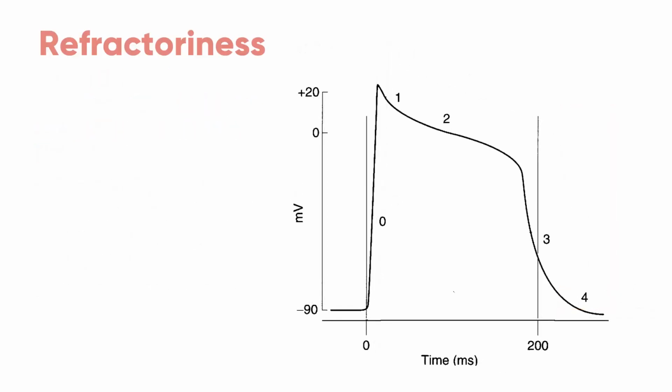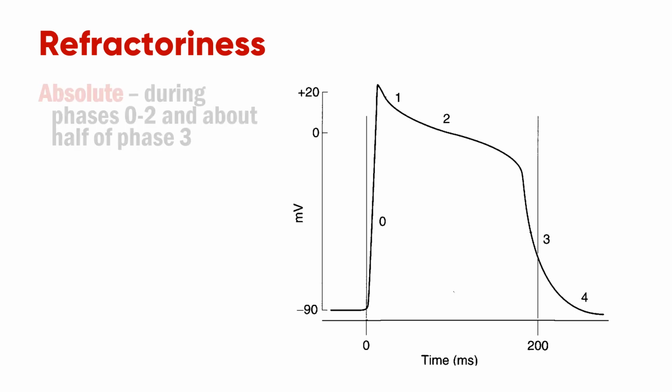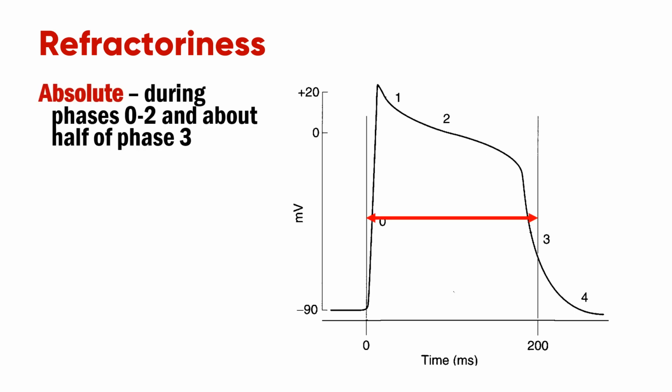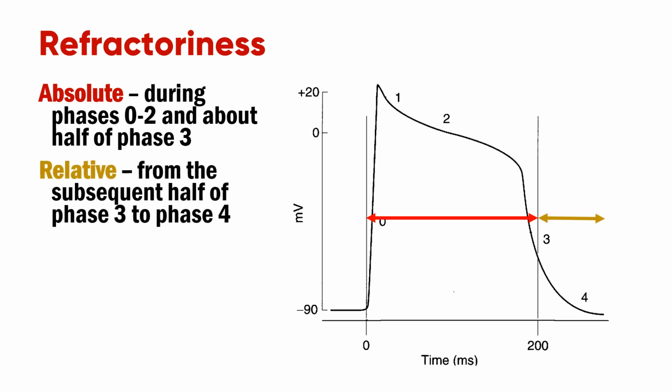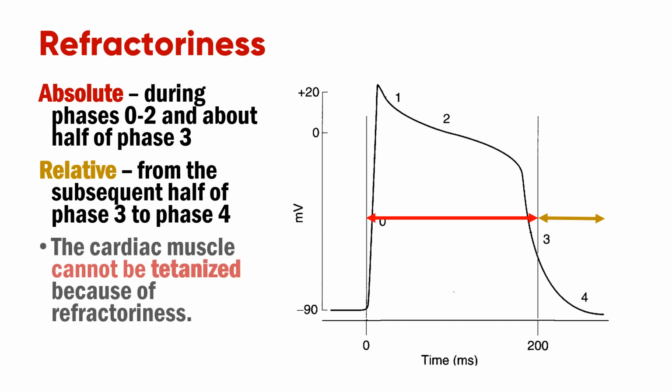Now let's discuss refractoriness, or the period of non-responsiveness of cardiomyocytes to impulses. Like skeletal muscles, cardiac muscles have certain periods during their contraction-relaxation cycle wherein they are unresponsive to stimulation at threshold levels. The absolute refractory period is during phases 0 to 2 and about half of Phase 3. The relative refractory period is from the subsequent half of Phase 3 to Phase 4. The cardiac muscle cannot be tetanized because of refractoriness.